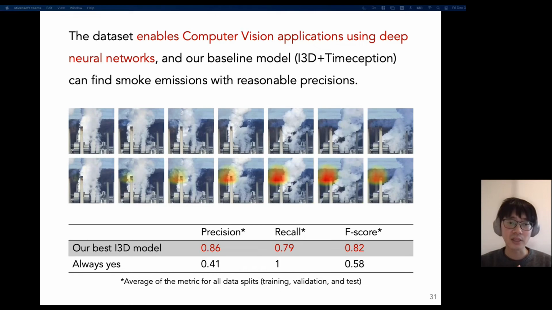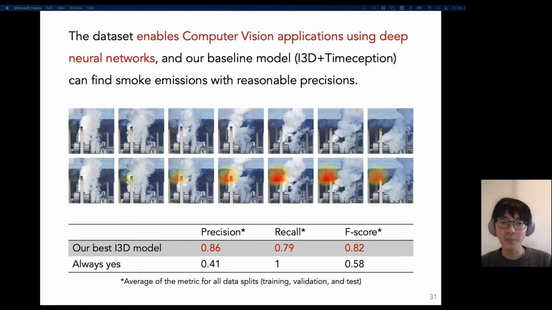And in this case, our performance can reach an F-score of 0.82. This is a combination of precision and recall. It's a metric that we use to evaluate the model. Precision means every time we predict there's a smoke event, how likely is this going to be true? Every time we say yes, how accurate is that? That's called precision. In this case, we can reach up to 0.86. Precision and recall are both in the range between 0 and 1.